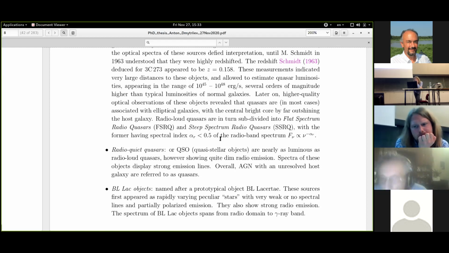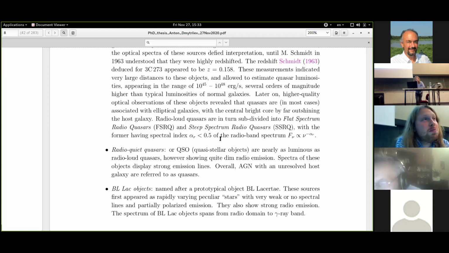The issue is that three different spectral indices use the same letter alpha. The photon index alpha and the spectral index alpha in the spectrum are different spectral indices. I attach different subscripts in order to avoid this confusion.